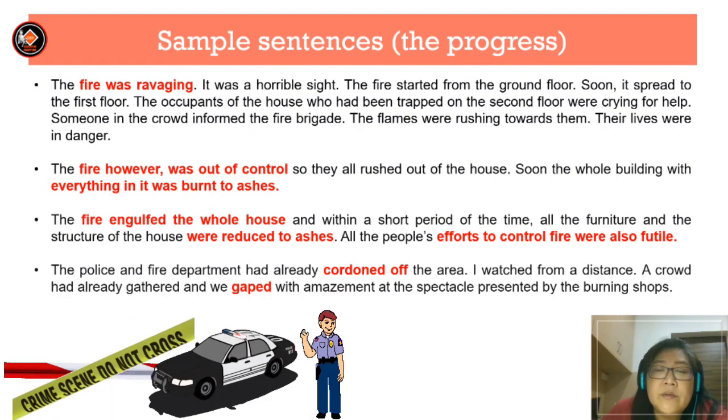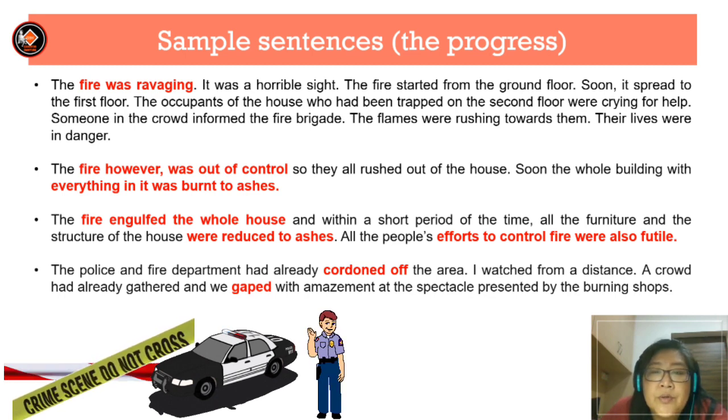Next, we are moving to the progress in the story. You can write, the fire was ravaging. It was a horrible sight. The fire started from the ground floor. Soon it spread to the first floor. The occupants of the house who had been trapped on the second floor were crying for help. Someone in the crowd informed the fire brigade. The flames were rushing towards them.